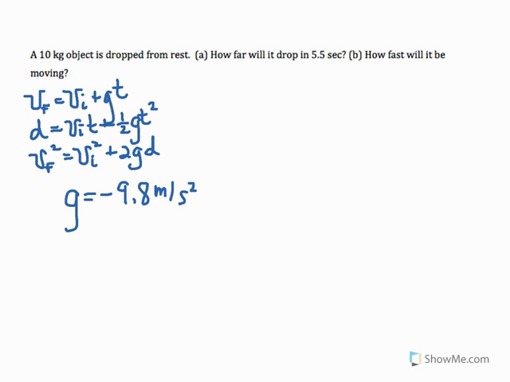So let's take a look at this first problem, read it, and underline anything that's important. This 10 kilograms is a value, and it's dropped from rest. When an object is dropped from rest, that means its velocity is 0. Since that's at the beginning, my initial velocity is 0. I want to know how far, so I'm looking for the displacement. It will drop in 5.5 seconds, so that's my time, 5.5 seconds.